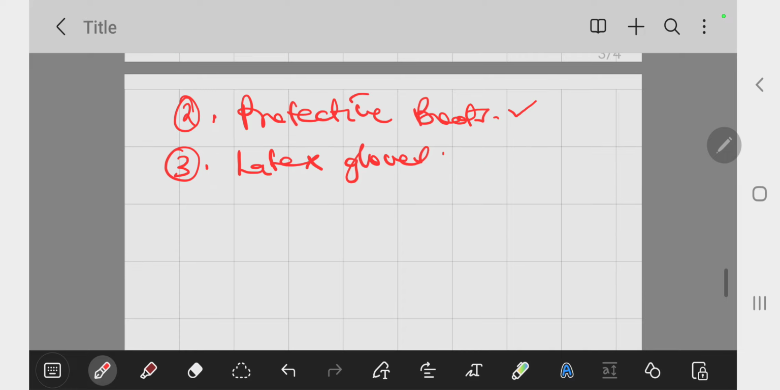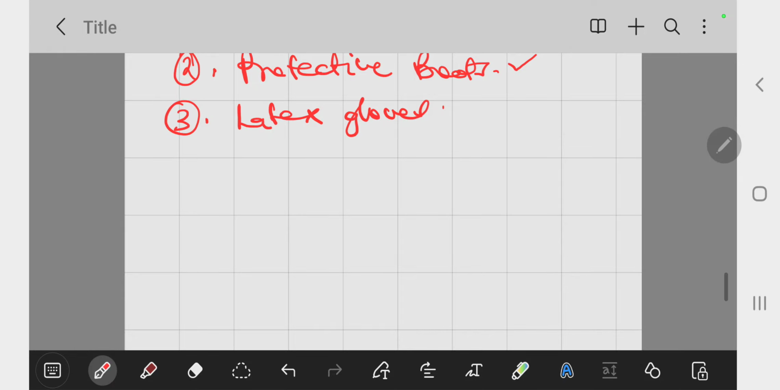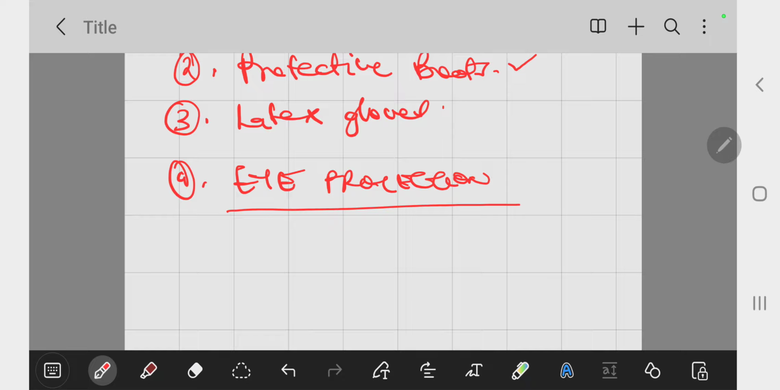But now let's use a standard system of classifying these PPEs based on the specific body part which they protect. So we have different kinds of PPEs depending on the part of your body which they are protecting. So number one, we have PPEs which we wear for eye protection. This is now a standard system of classifying PPE.